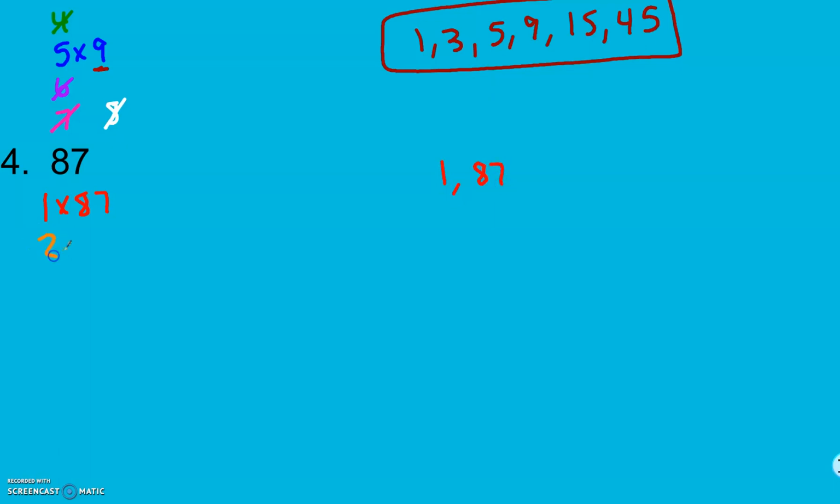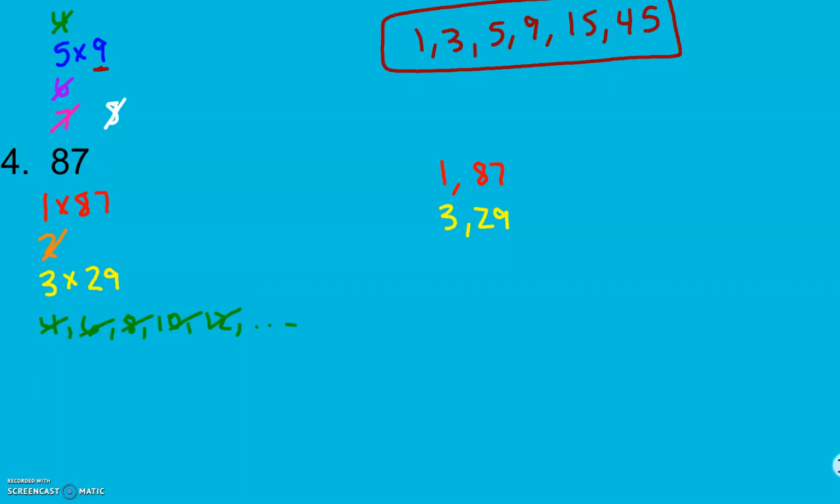87 divided by 2 doesn't work. 87 divided by 3 is 29. If we look, 87 is odd, so it's not going to be divisible by 4, 6, 8, 10, 12, any even number. Because it's odd, it's not divisible by an even number.